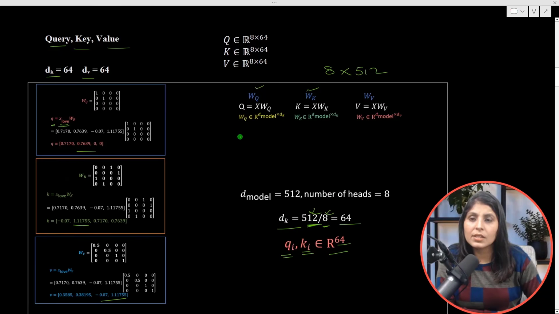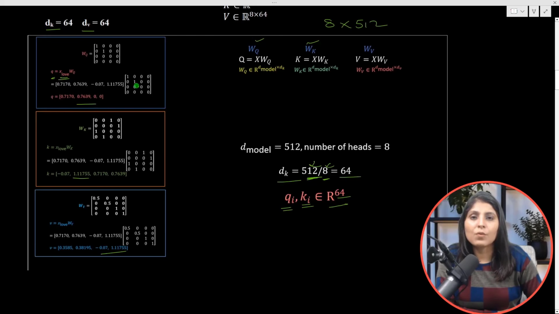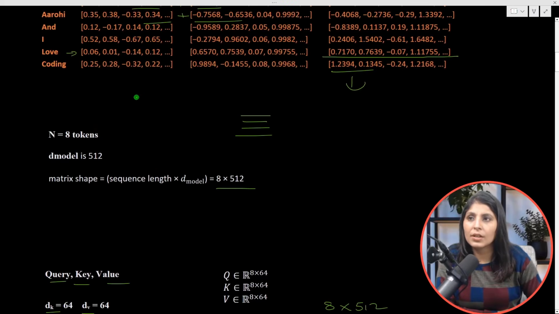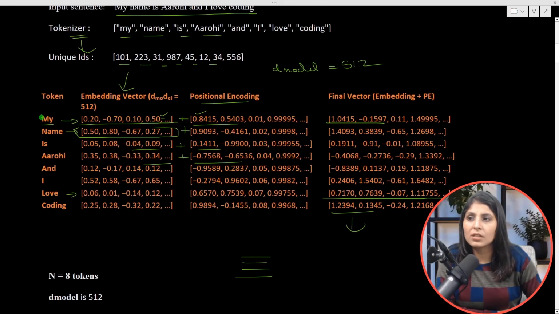And guys, after this step, we got query, key and value vector for each token. So for all the 8 tokens, we got query vector, key vector and value vector, and each vector has 64 numbers in it because dk is 64 and dv is also 64, meaning each value vector will have 64 values in it. So after this step, we have query, key and value vector for all the tokens which are there in our input sentence. So these are the tokens in our input sentence, these 8 tokens.